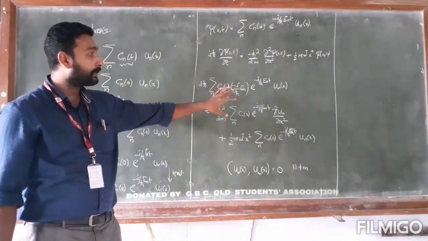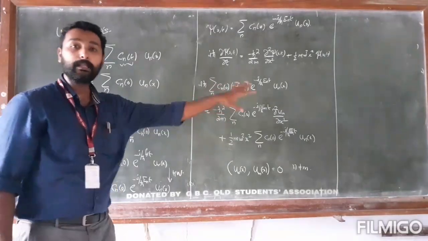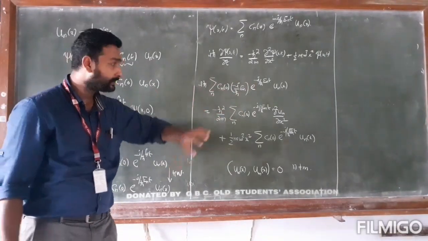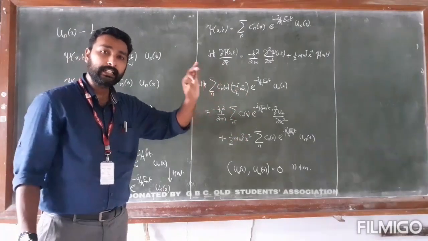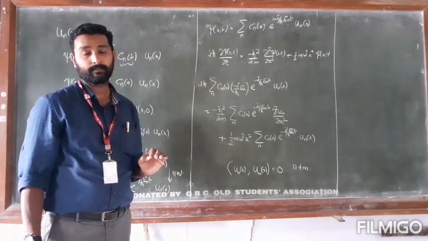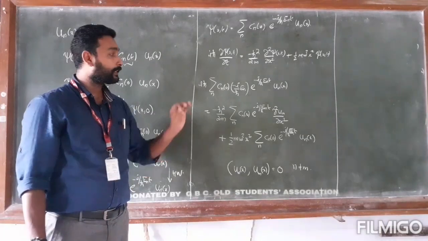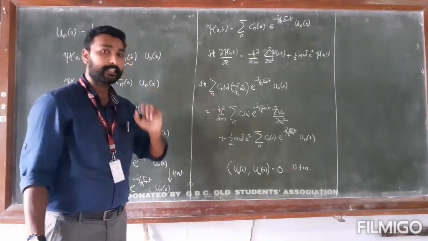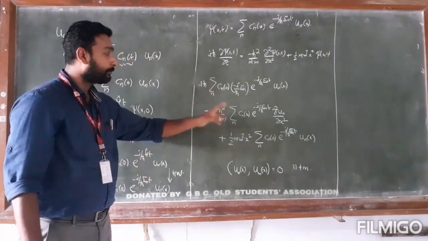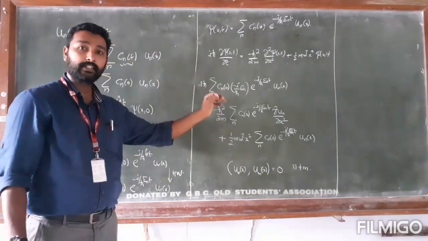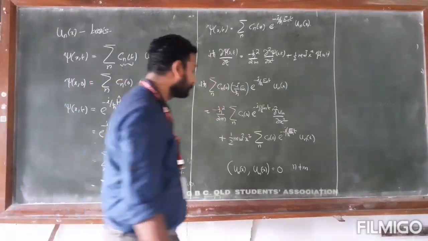But u1, u2, u3 are independent, and hence the left hand side and right hand side must be equal for each corresponding index. So this equation must be valid for each corresponding index. Therefore, I can remove the summation symbol and write this equation for a particular n.